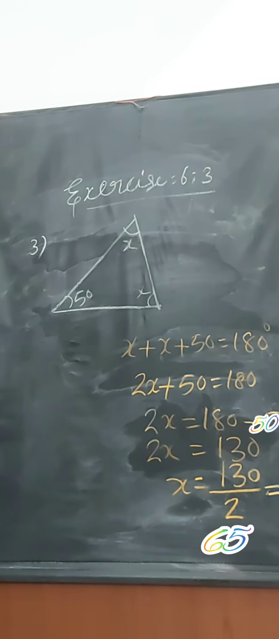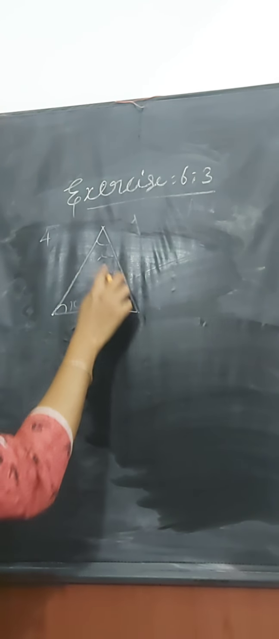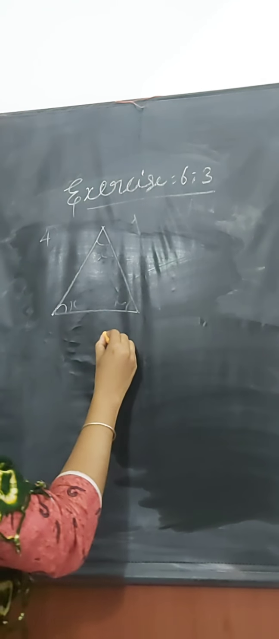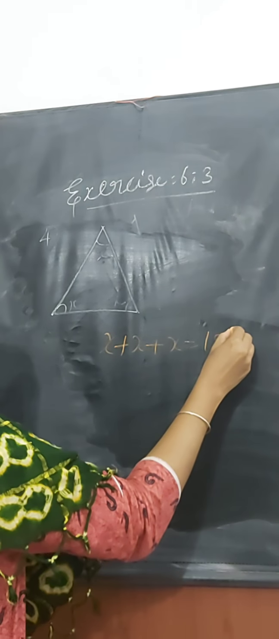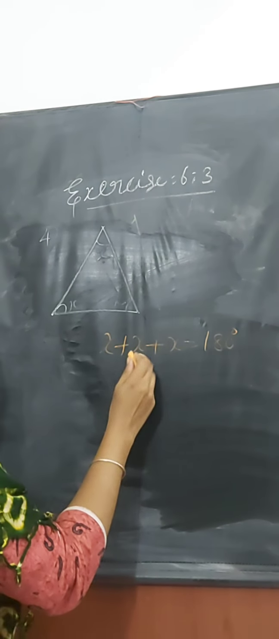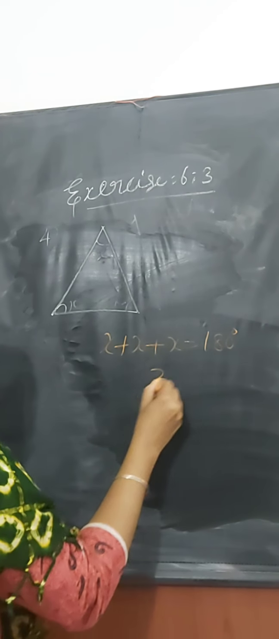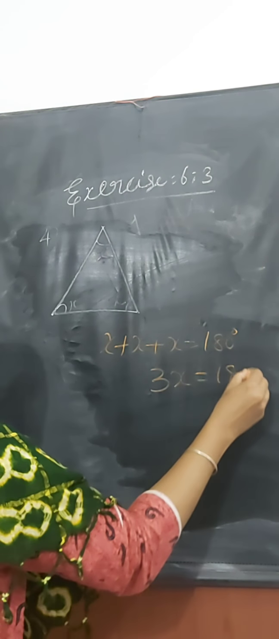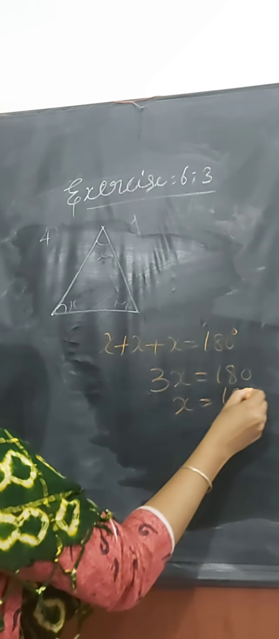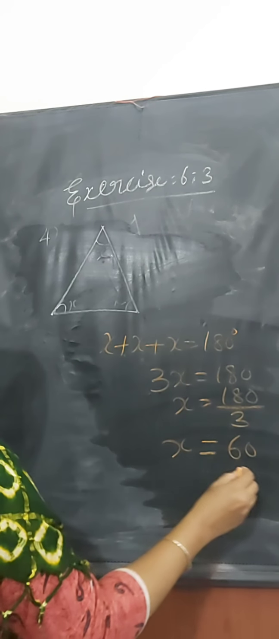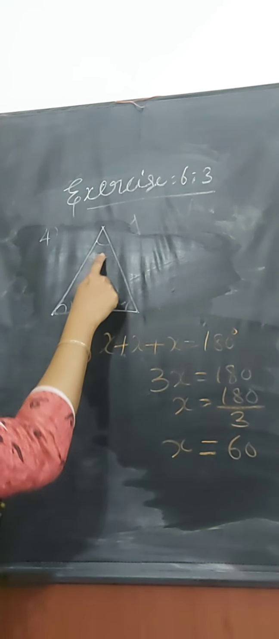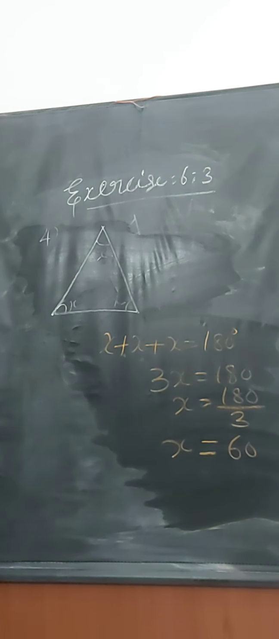Okay. This is the fourth diagram. All the given angles are x. That means x plus x plus x equals 180 degrees. X plus x, 2x, 2x plus x, 3x. 3x equals 180 degrees. X equals 180 divided by 3, 60 degrees. X equals 60 degrees. That means all three angles are 60 degrees. This is an equilateral triangle.